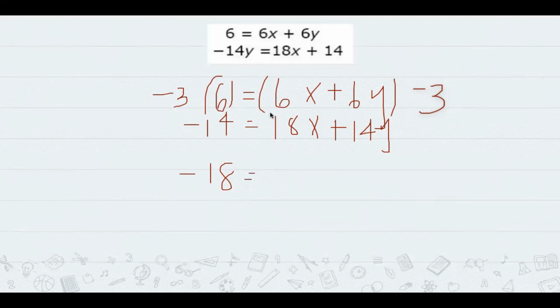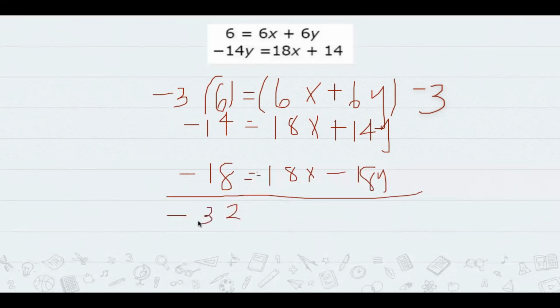Equals negative 3 times positive 6, negative 18x. Same here, negative 3 times positive 6, negative 18y. And then you just solve it as it is. So negative 14 minus negative 18. You just bring the negative sign over, and then you just add it as usual. So it'll be 32, negative 32.